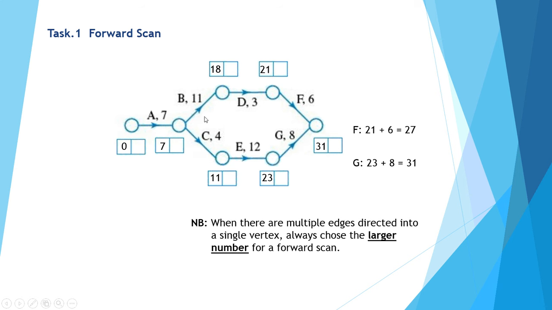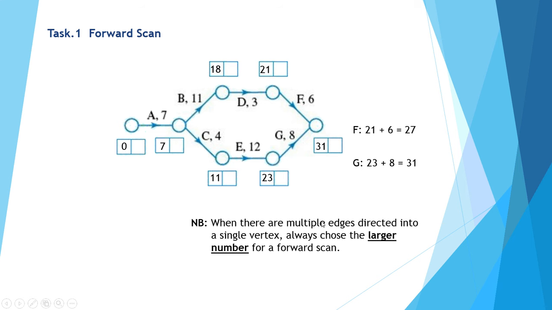Up the top, 7 plus 11 would give us 18, 18 plus 3, 21, 21 plus 6 gives me a total time if I follow that particular path of 27. So I've got two options. If I follow activity F into this vertex, it's 27. Activity G requires 31 days.